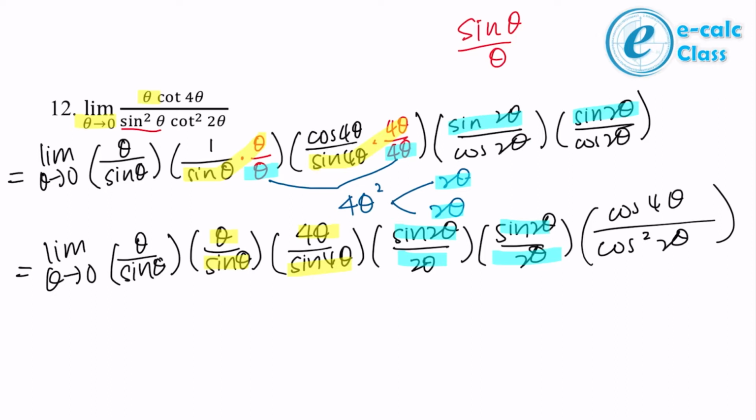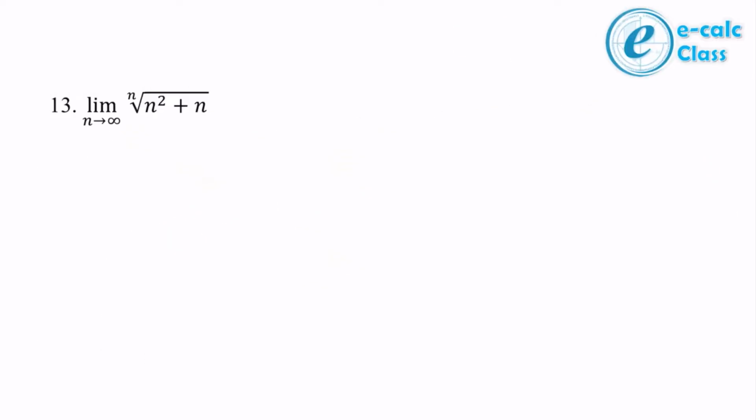Did I miss out anything? No. Okay, so this will be 1, 1, 1, 1, 1, 1, 1. Finish. This is very nice. These two questions, number 11 and number 12, are both very nice questions. Okay, so we'll proceed with the next one.